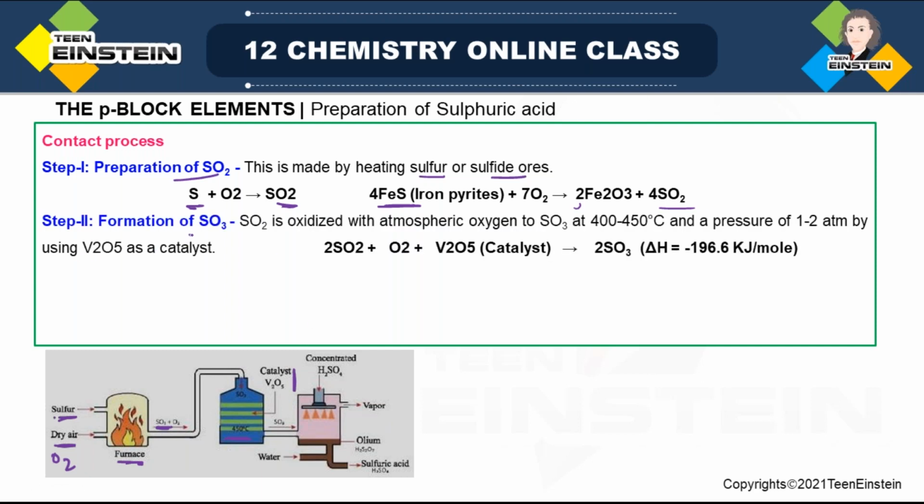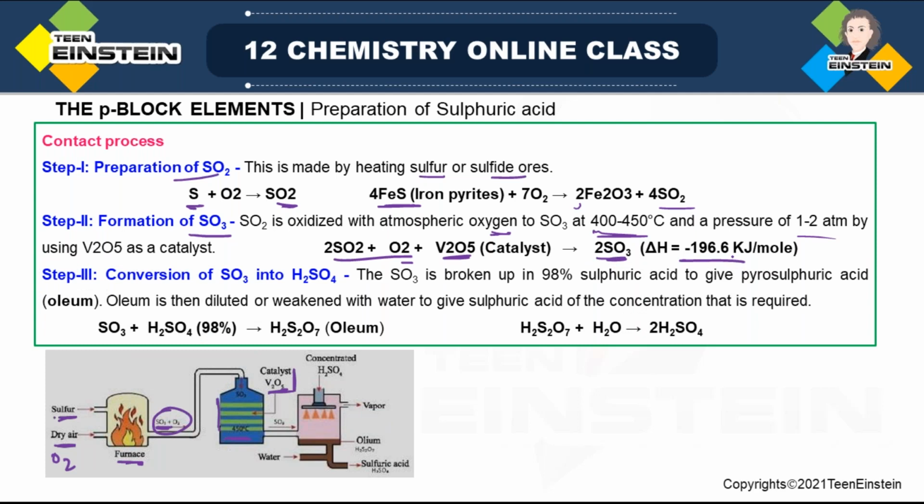The next step is formation of SO3. SO2 is oxidized with atmospheric oxygen. So see, SO2 is again reacting with oxygen in this portion in presence of catalyst V2O5, vanadium pentoxide. Here temperature you have to maintain in this range, and pressure is 1 to 2 atmosphere. So the reaction is SO2 is converted to SO3. This is just a catalyst, and this is an exothermic reaction. Look at the value, minus 196.6 kilojoule per mole.